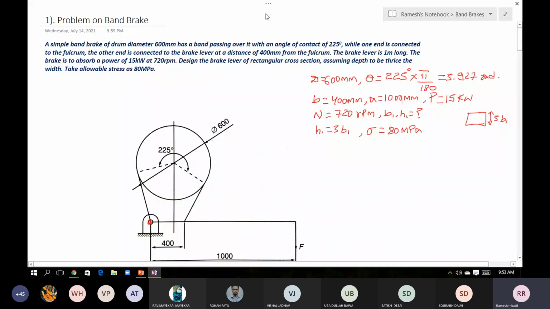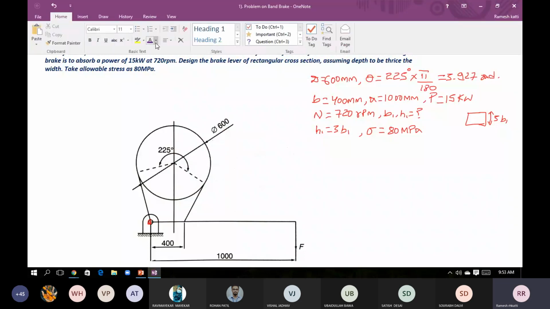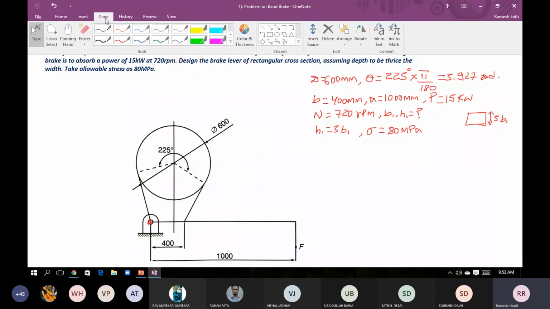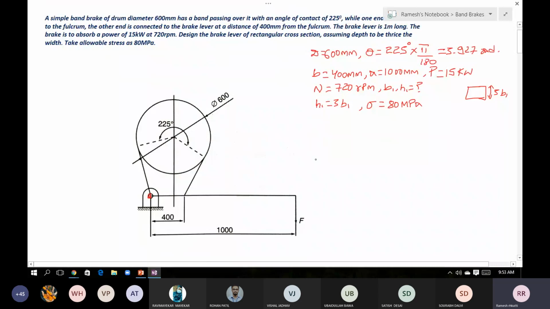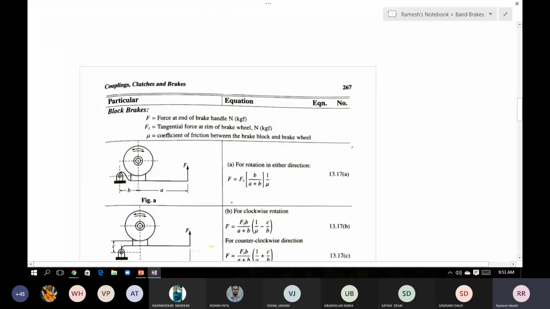And this is the given statement. After that, you need to design it. The first one, when you look at the figure, this is the F load which is acting on that. After that you have to see the data input. This is the data input.